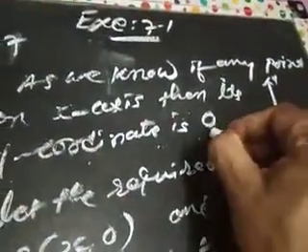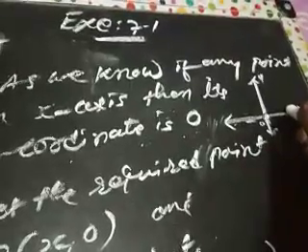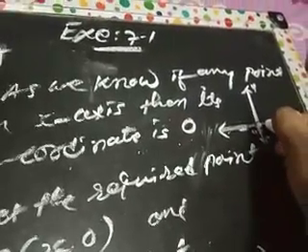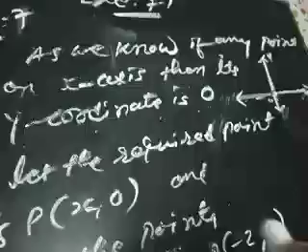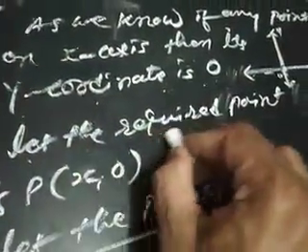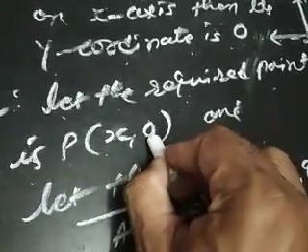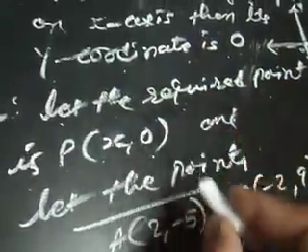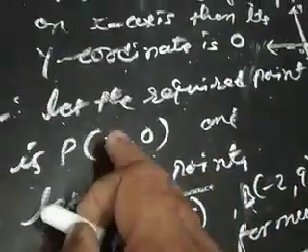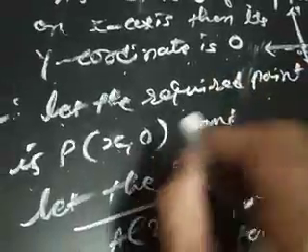Here I draw this graph, with the x-axis and y-axis. Whichever point on the x-axis is equidistant from the given points, we decide here: let the required point be P(x, 0). Why do we write 0? Because the y coordinate is 0. We have to find the x value, because the point is on the x-axis, and y becomes 0 for this point.